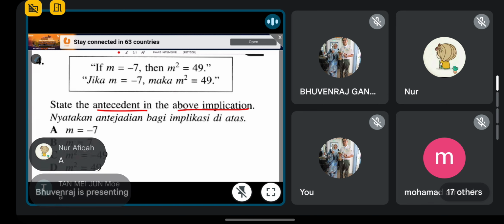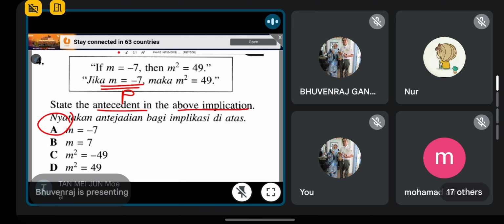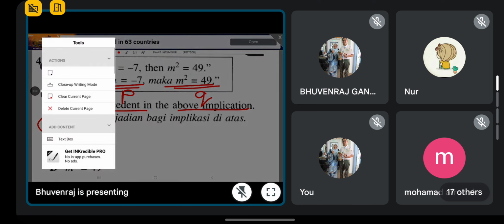Okay, correct. Answer is A. Okay, very simple. Antecedent is the P statement. Pernyataan P. This one is the consequent Q statement. Antesedan adalah P, akibat adalah Q. So this is why your answer is A. Okay, so we go next one.